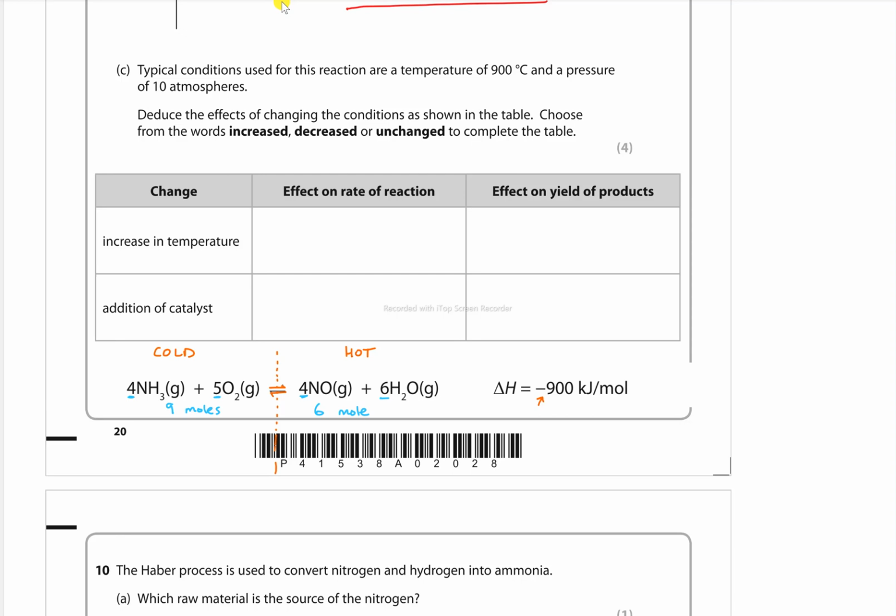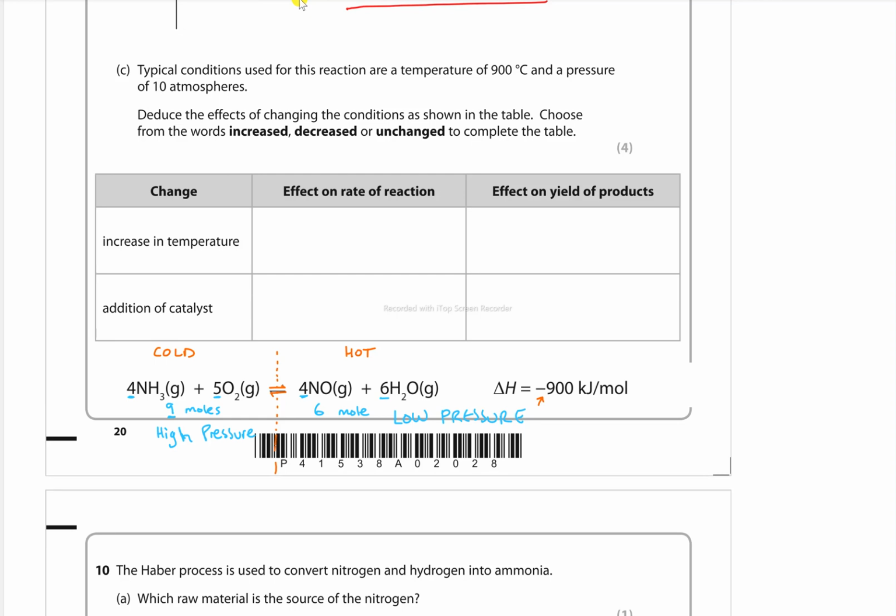Right. This means that this side here, which has got 9 moles, is going to be the high pressure side, and this side will be the low pressure side. Now you've got that established, we can try to look at this.